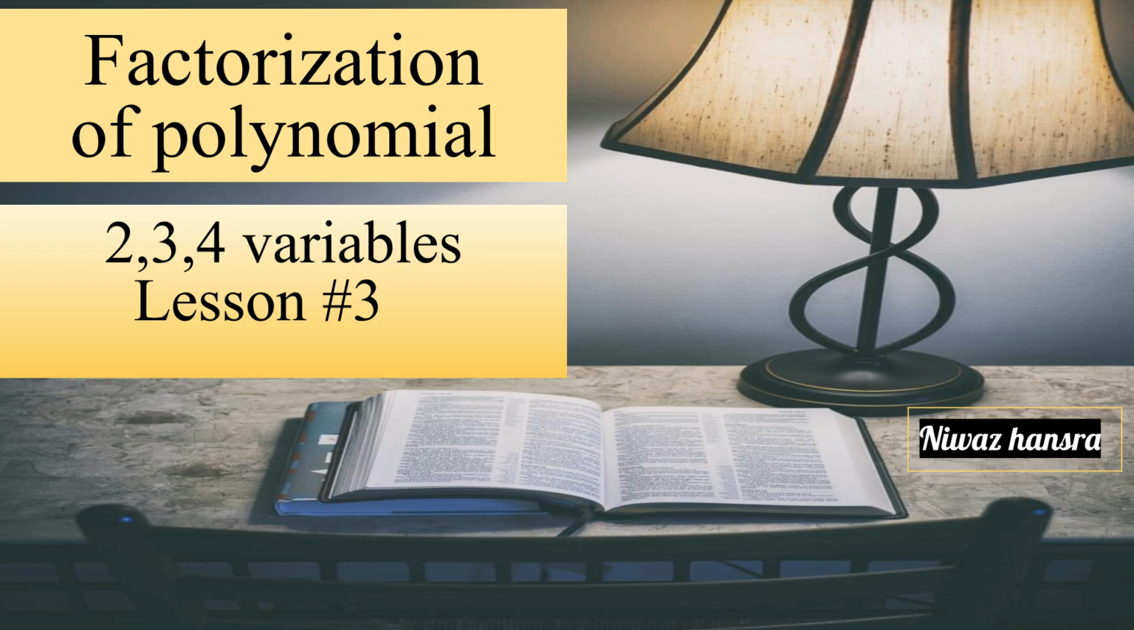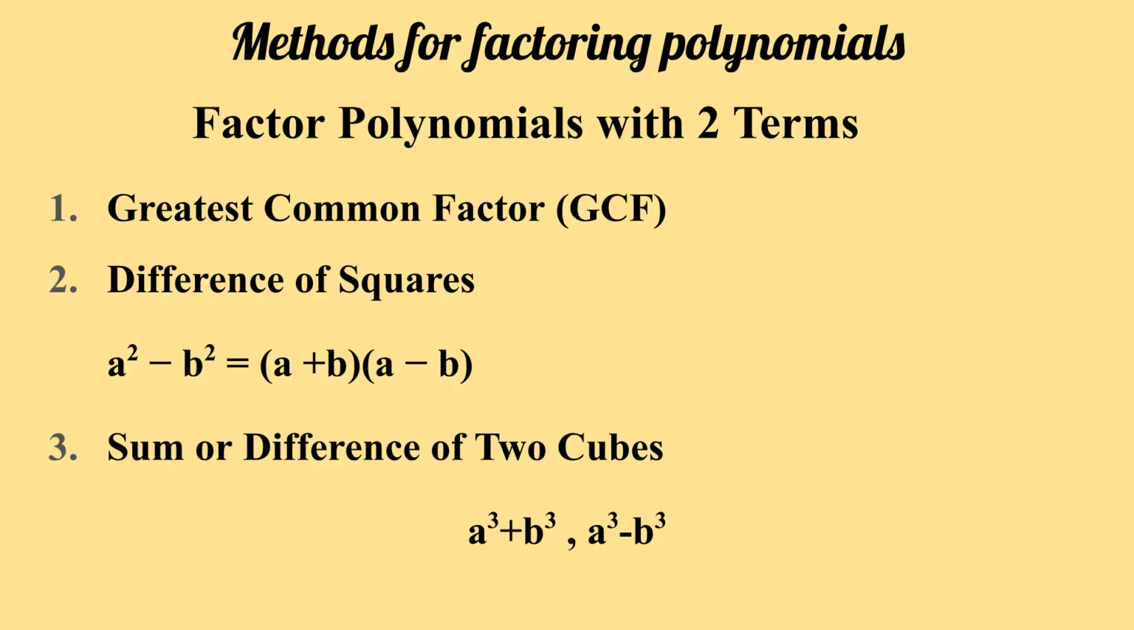Welcome to lesson number 3 on the factorization of polynomials with 2, 3, and 4 variables. Today we'll focus on factoring polynomials with 2 terms. We will cover 3 main methods. First is greatest common factor, second is difference of squares, and third is sum or difference of 2 cubes.